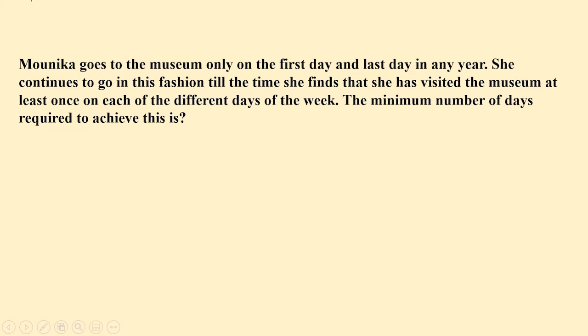Try this out. Monica goes to the museum only on the first day and the last day in any year. So she goes only on the first and last day in any year. She continues to go in this fashion till the time she finds that she has visited the museum at least once on each of the different days of the week. That means she should have gone on a Monday, a Tuesday, a Wednesday, a Thursday, a Friday, a Saturday, a Sunday. So find the minimum number of days required to achieve this.